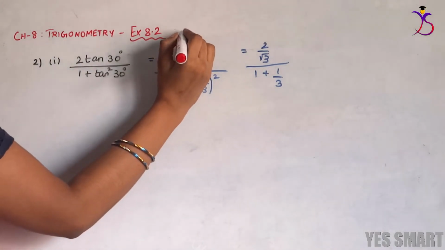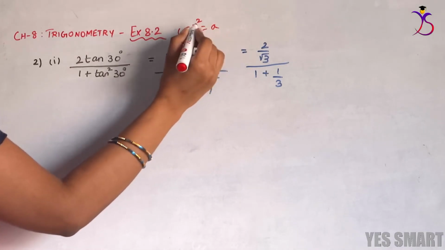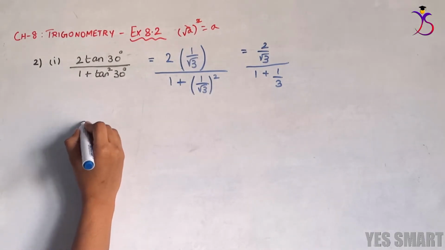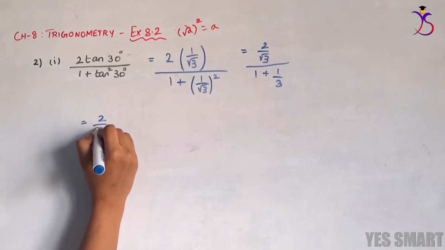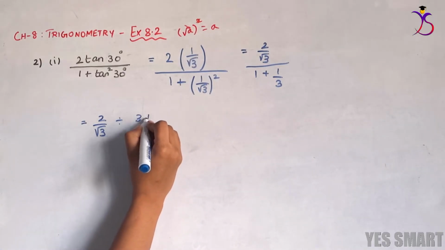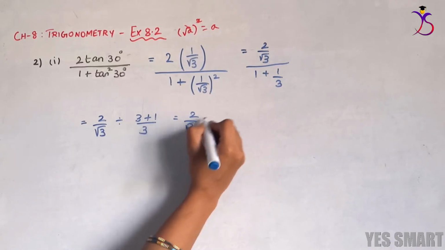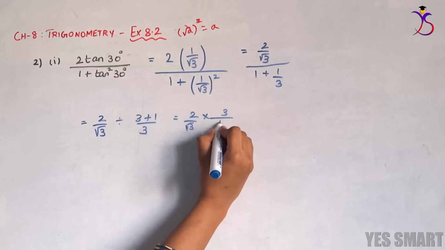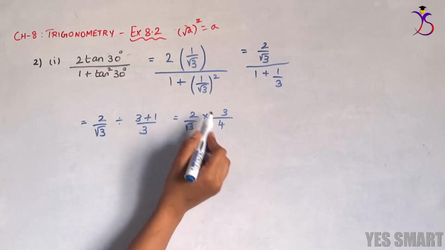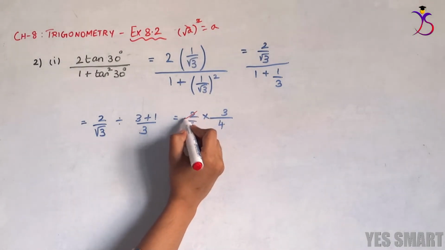We already knew that root a the whole square, the square root and square gets cancelled and we will get a. Similarly root 3 the whole square equal to 3. And now I am just solving this, 2 by root 3 divided by, I am taking the LCM for the denominator, LCM is 3, so 3 plus 1 by 3. I am going to reciprocate it, 2 by root 3 into 3 by 4. 3 plus 1 is 4 and this division changed to multiplication so that reciprocation is done. Now I am cancelling 2 and 4. 2 1s are 2, 2 2s are 4.